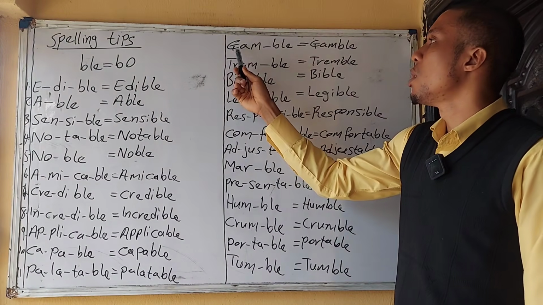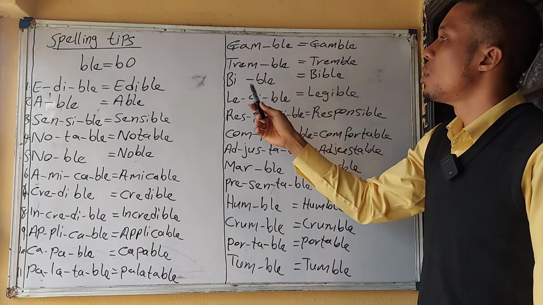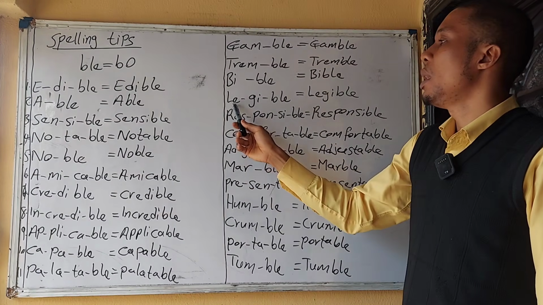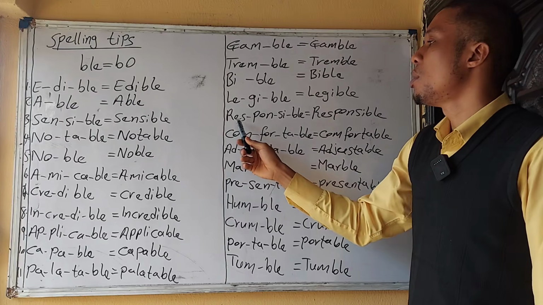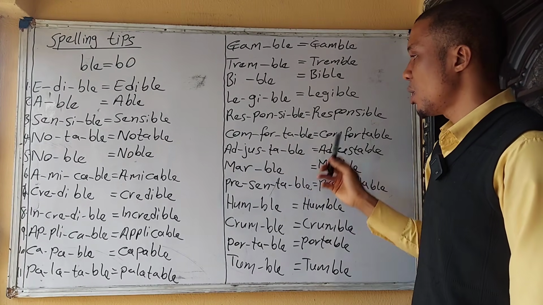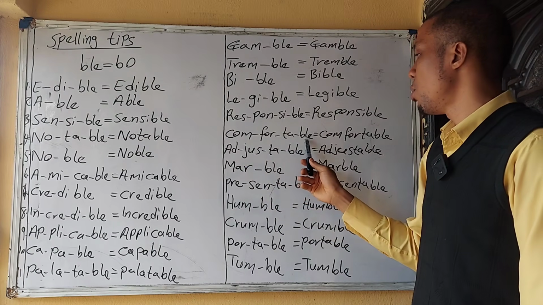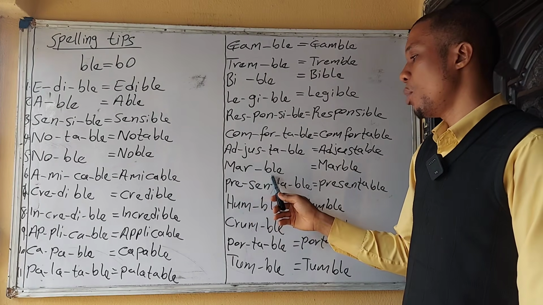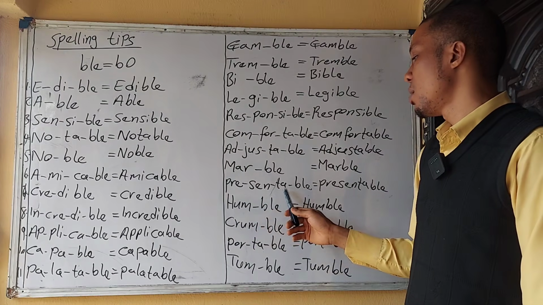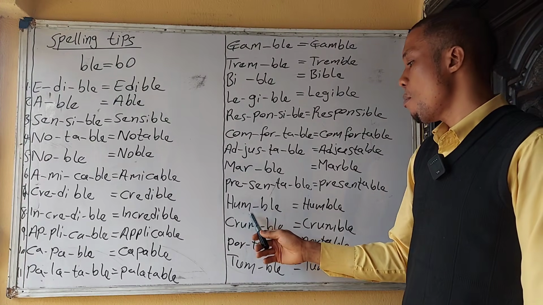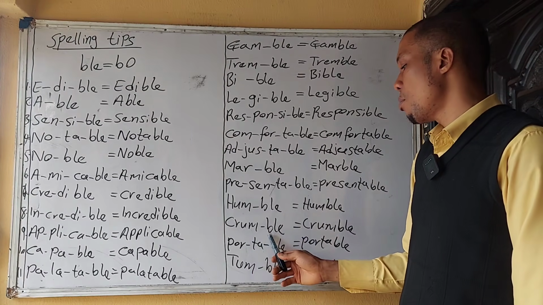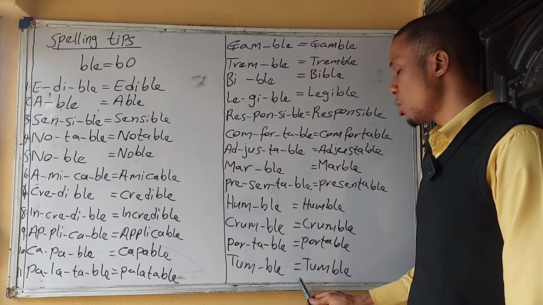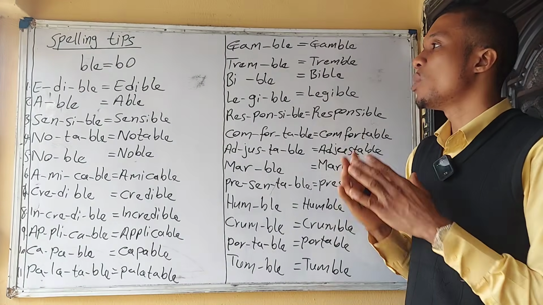And that is why we have these words: gambo, tremble, Bible, legible, responsible, comfortable, adjustable, marble, presentable, humble, crumble, portable, tumble. So as a beginner, you have to get yourself familiar with sounds of letters, and by so doing, spelling becomes very simple for you.